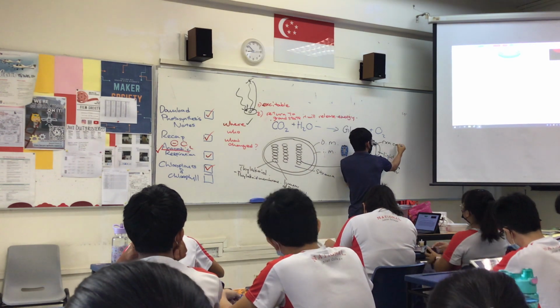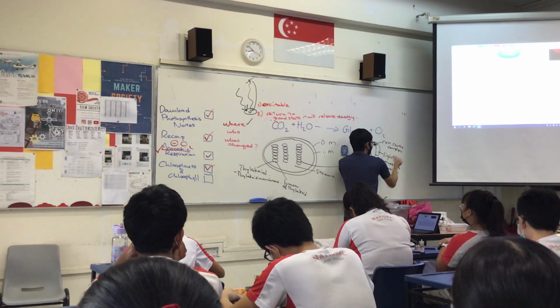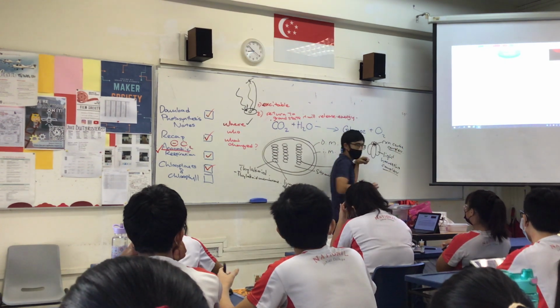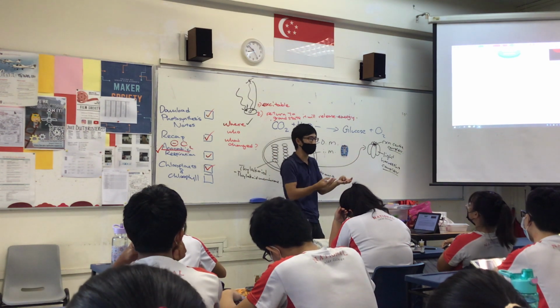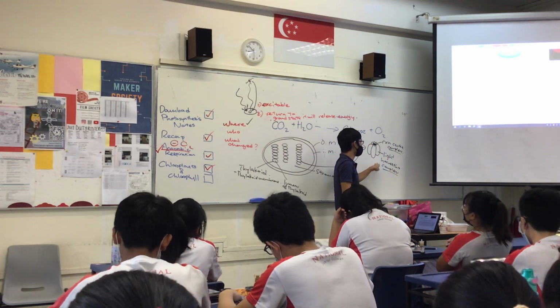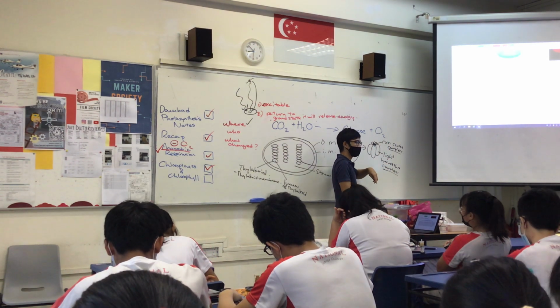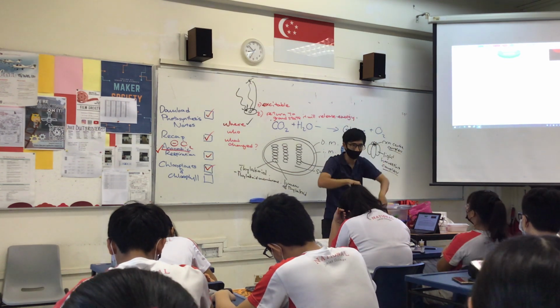Reaction center complex. You see the word complex, what does it mean? It's not that it's very complicated. It means to say that it's a mixture of many proteins. So this light harvesting complex is made up of many proteins, same as the reaction center complex. There's only one reaction center complex, but there are many light harvesting complexes surrounding it.